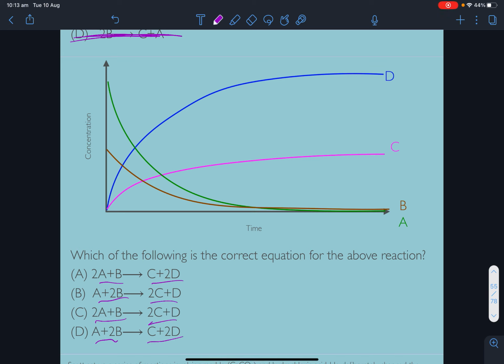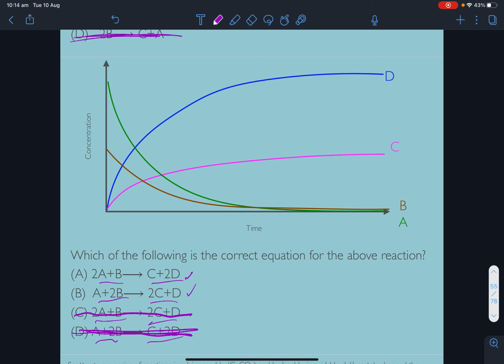Let's look at the ratios. The A graph, the green one, is like the opposite of the D graph, so A and D must be 1-to-1. In A, 2A to 2D, that's all good. B, 1A to 2D, that's all good. Sorry, did I say 1A to 2D? 1A to 1D, so it's all good. C, A and D are not in the same ratio. There's 2 A's to 1 D, so get rid of that. In D, 1A to 2D, so they're not in the right ratio.